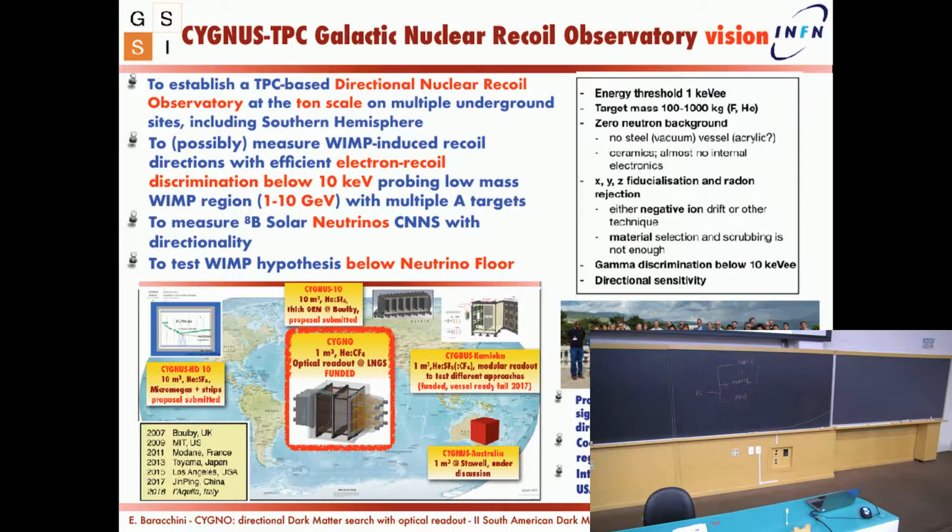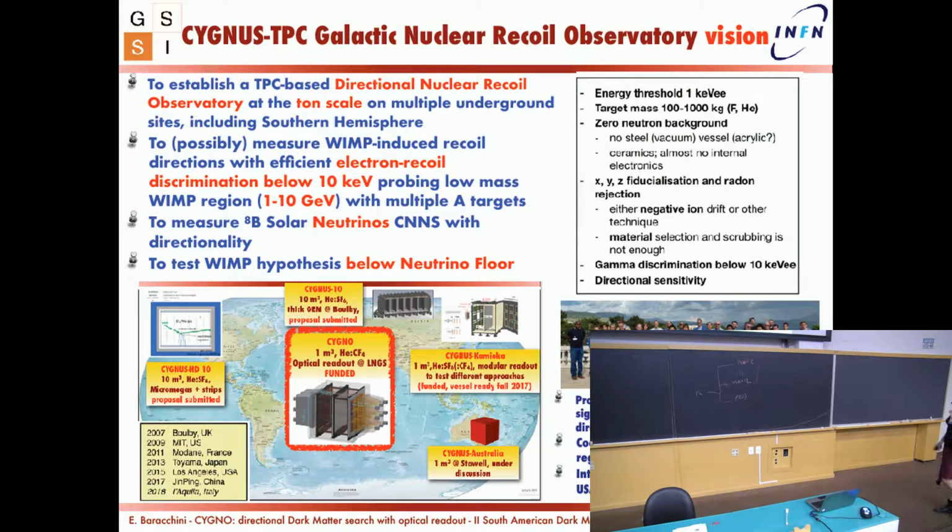So the CYGNUS TPC international project has this vision of building a galactic nuclear recoil observatory. Our idea is a set of time projection chambers, gaseous this time, not liquid, scattered all over the world so that the sum of all of them gets to the ton scale. We want efficient electron-neutron discrimination below 10 keV of recoils in order to explore the low mass region, also with different and multiple targets.